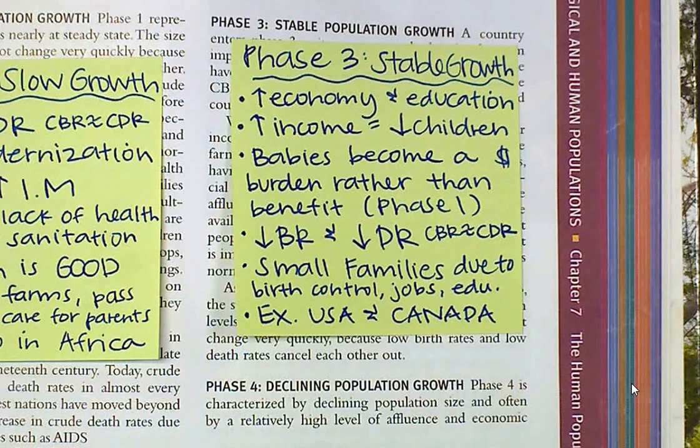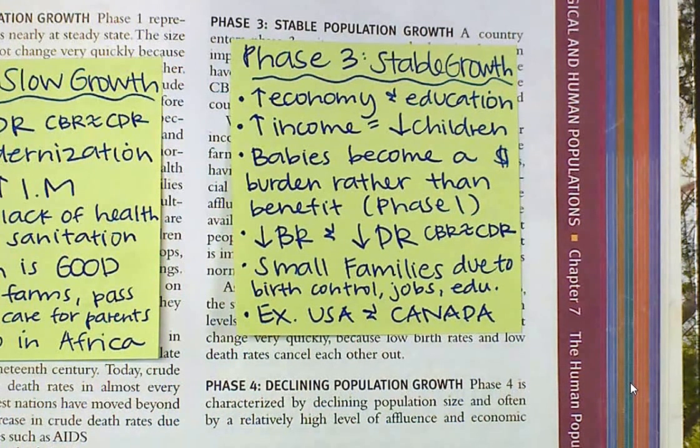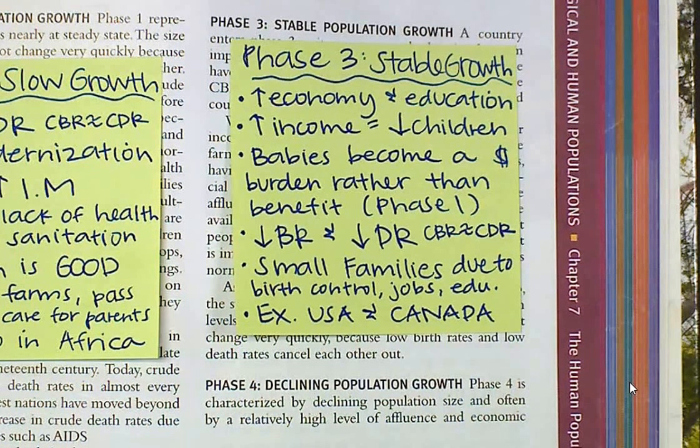Now, the reasoning behind that is that babies become a financial burden rather than a benefit like they were in phase one. So in phase one, we wanted to have a lot of babies so that we could have enough people to work on the farm. In phase three, we don't want to have a lot of babies because then we have to buy them all the cool stuff that all their friends have, and they're going to eat more and they're going to consume more and things like that.